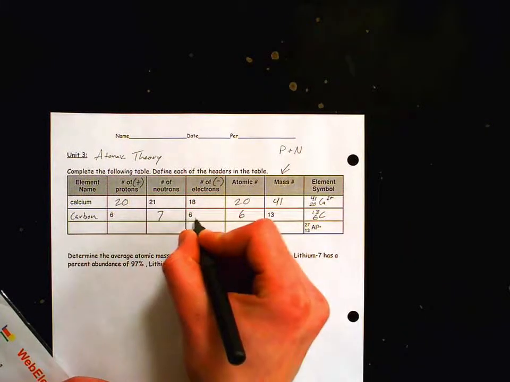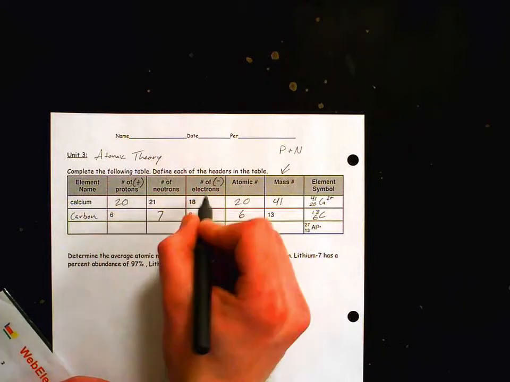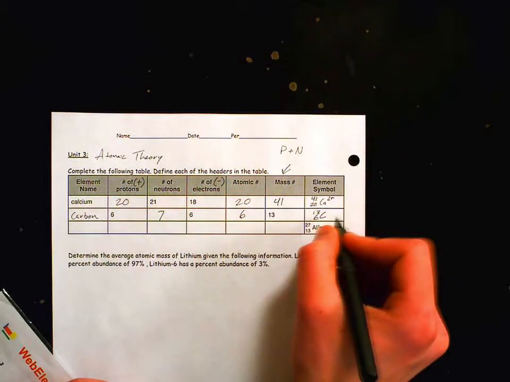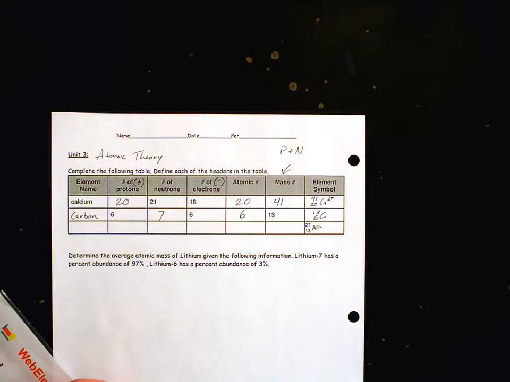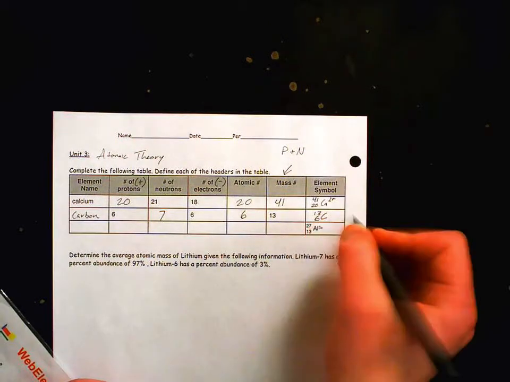Now we need to figure out if this thing is charged. The protons and electrons are equal, 6 and 6. So that means this is a neutral atom, so we don't have to write a charge up there.